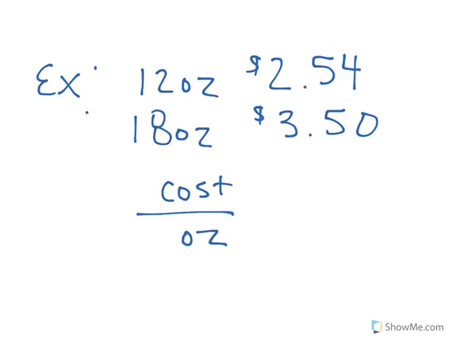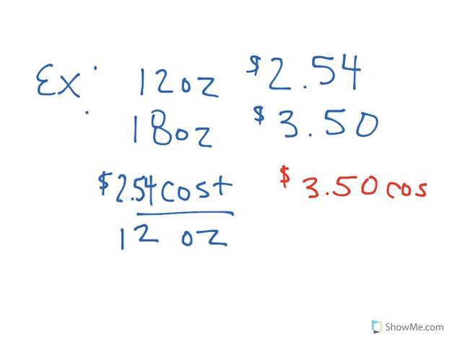So what we're going to do is we're going to do the 2 different cases here. We're going to take $2.54. That's my cost. Divide it into 12 ounces. Cost per ounce. Then, for my other situation, I'm going to take $3.50. That's my cost. Divide that into my ounces, which is 18 ounces.